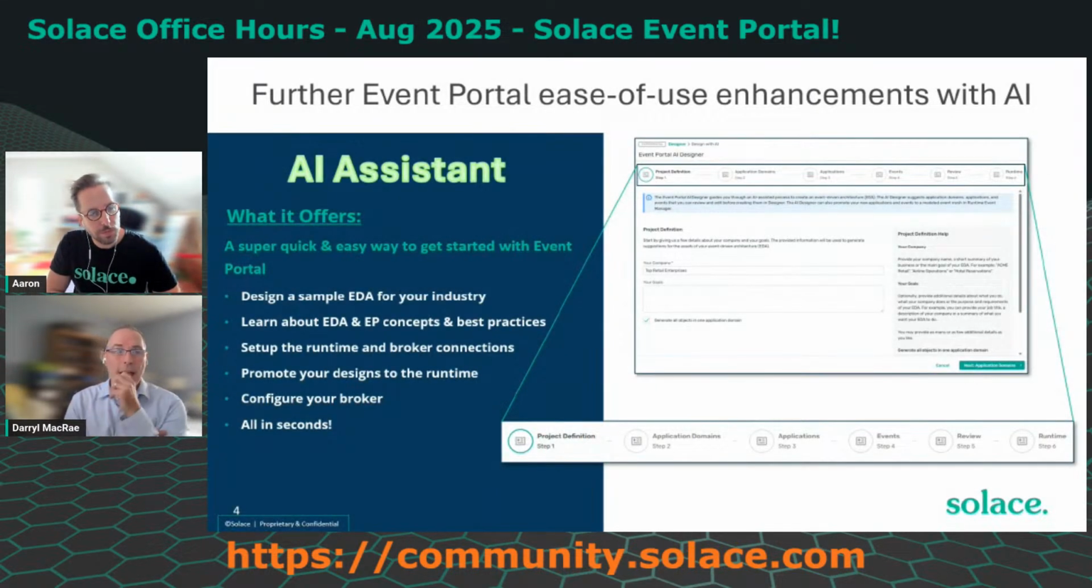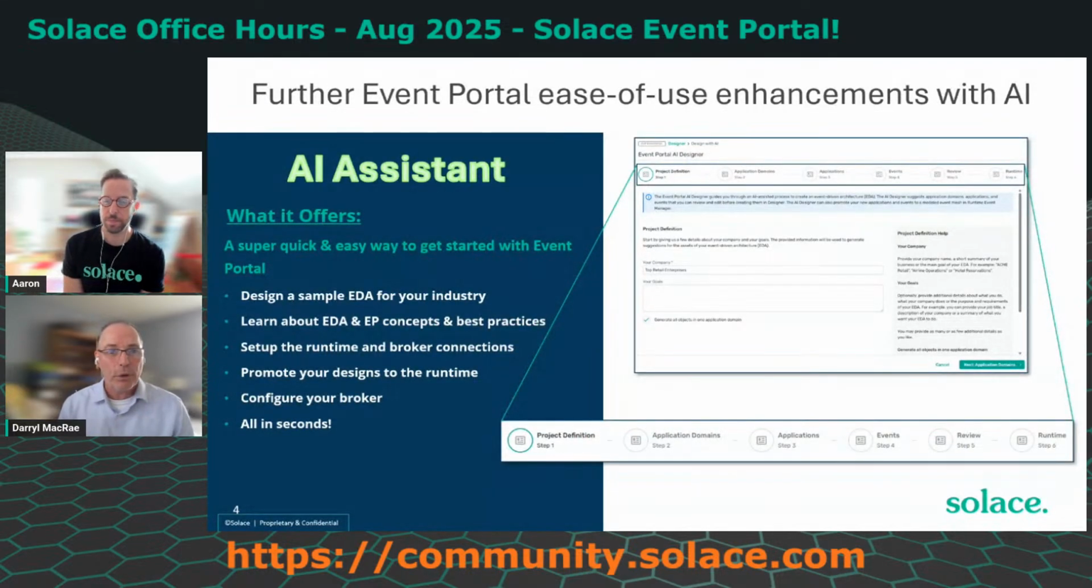So what else is coming? Well, AI. We have this AI assistant, formerly known as an AI designer, where for people spinning up a new trial account, or you just got access as a new developer in a customer and you want to learn about Event Portal quickly, this will help you with just typing your company name in, literally, build you a sample event-driven architecture for your industry, for whatever the company name is. So yeah, if you did SAP, it will come up with an SAP architecture. Now, this is not going to build you your architecture, but it'll give you a sample.